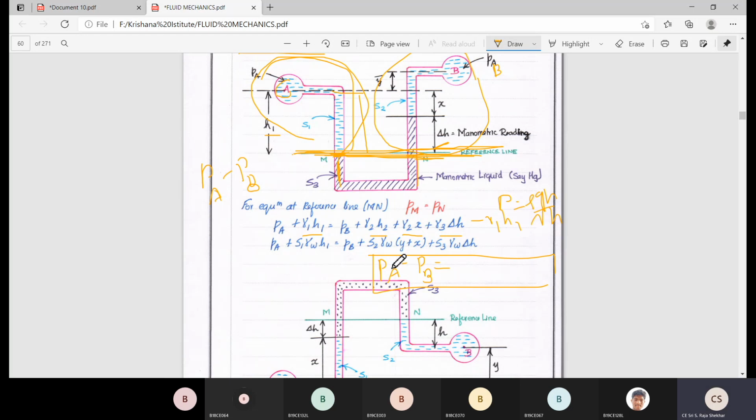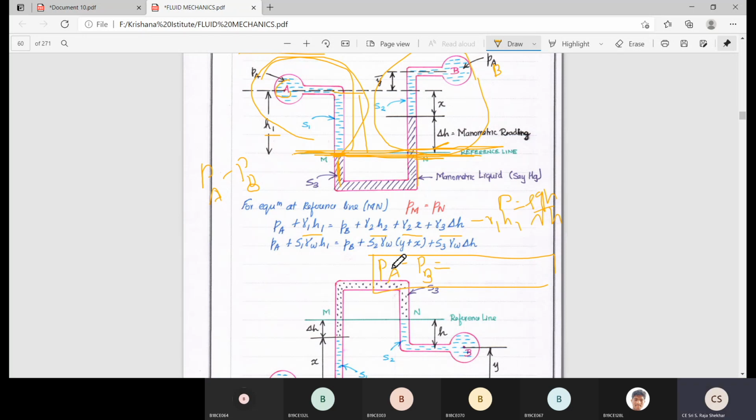The rise of water level in the limb will represent the velocity head, that is v square by 2g value. So the rise of water level in the pitot tube, because of the water pressure, is the velocity head. That is the velocity head, and that is the use of pitot tube.